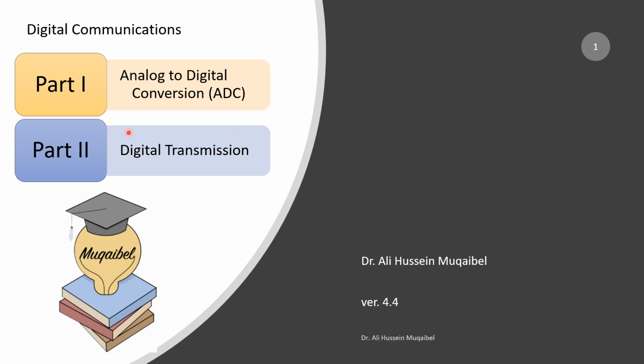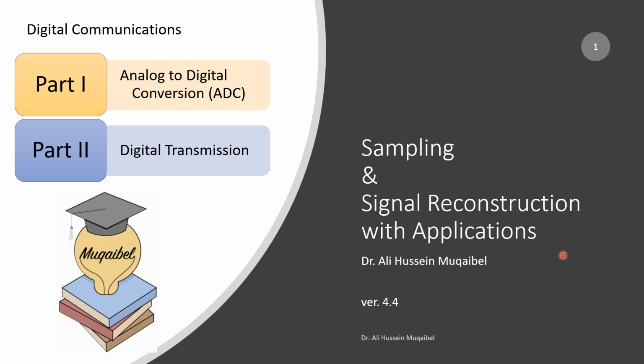In the second part, we'll look at digital transmission, how to transmit a digital signal from one location to another, and how this is different from analog communication. Now, to address the advantage of being digital, or why we go for digital communication, we advise you to visit our Introduction to Communication video at the beginning of the course, where we discussed why digital communication. So now we'll focus on the first part, analog to digital conversion, and specifically our lecture topic would be sampling and signal reconstruction with some applications.